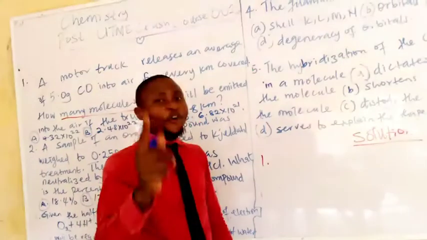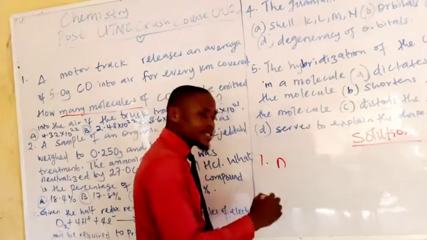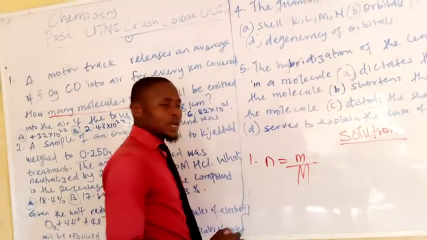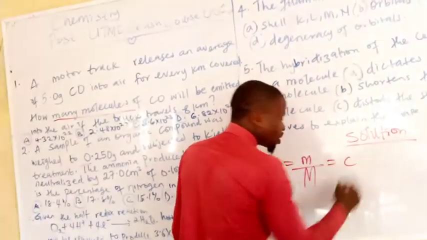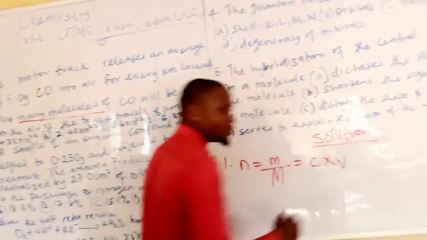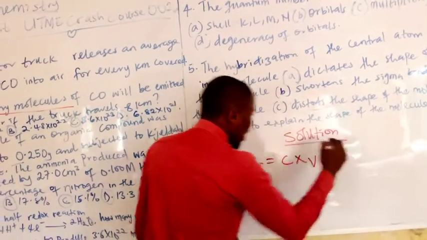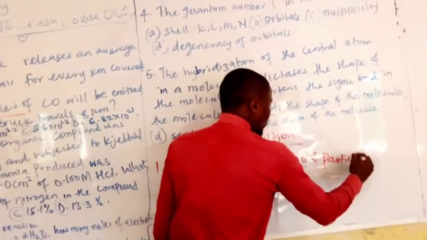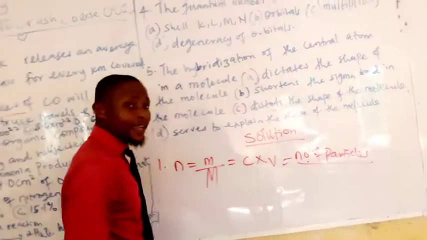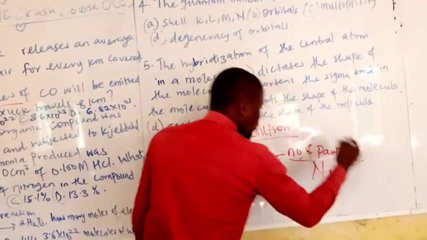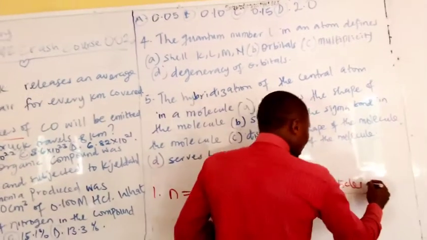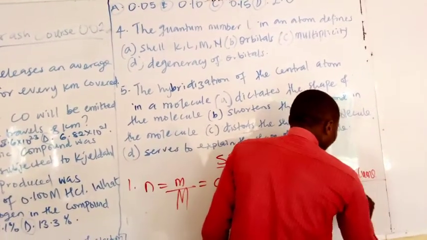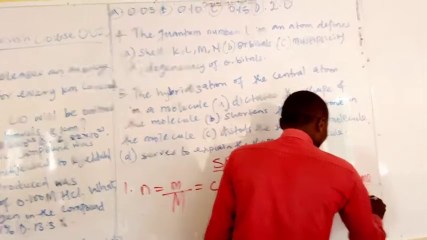And I'm going to give you 4 of them. n is equal to m over molecular mass. Concentration times volume. Then we have number of particles divided by Avogadro's constant. And this is equal to volume all over molar volume.